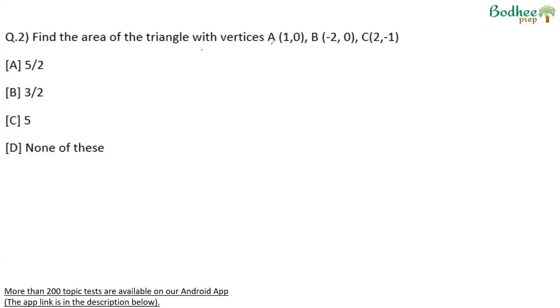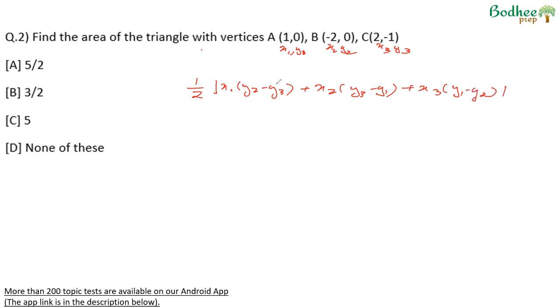Find the area of the triangle with vertices A, B, C. The coordinates are A is 1, 0. So this is x1, y1, x2, y2, x3, y3. Now we have a direct formula for area of a triangle, which is half of mod of x1 into y2 minus y3 plus x2 into y3 minus y1. The order of y's is important, plus x3 into y1 minus y2 mod. Simply put the value to get the answer.